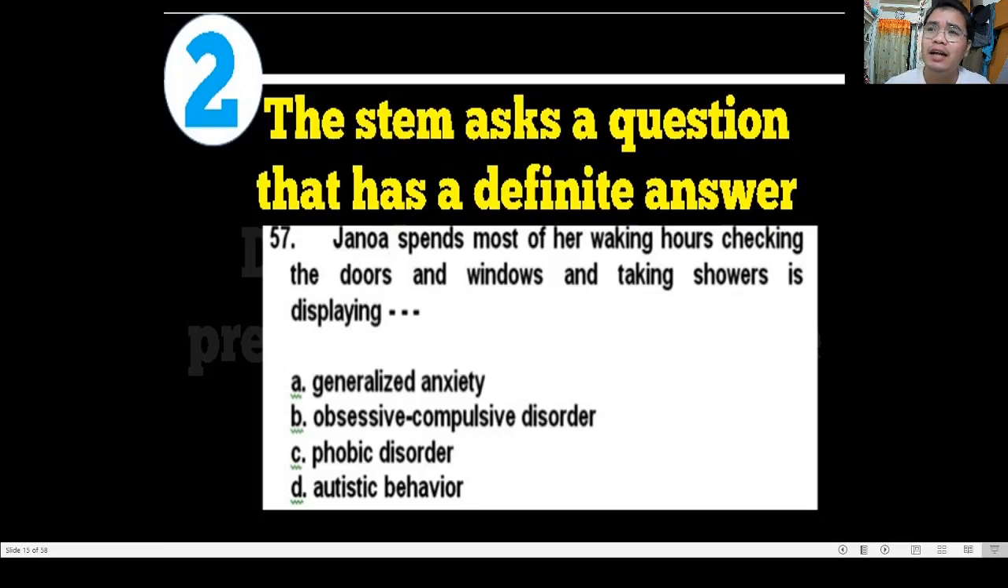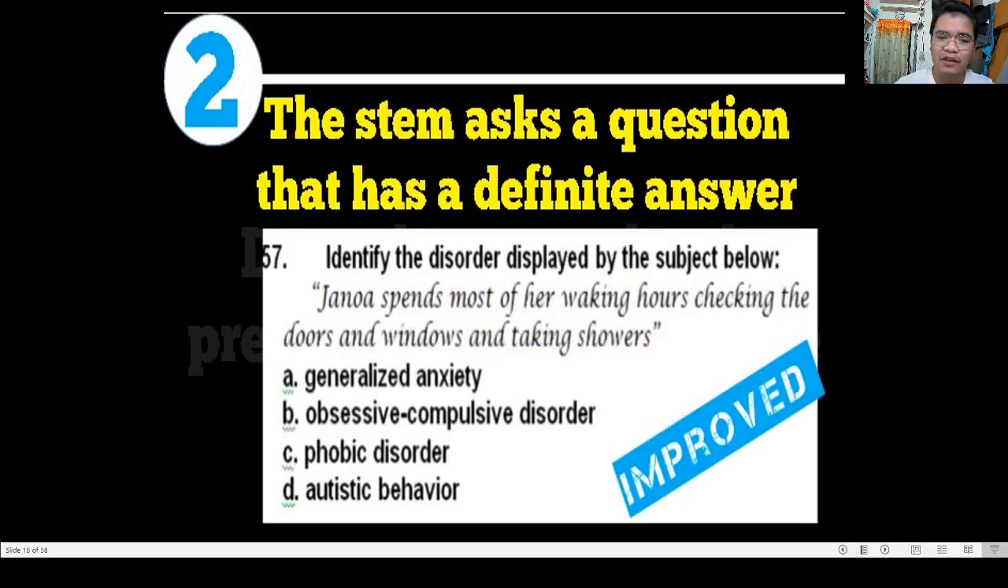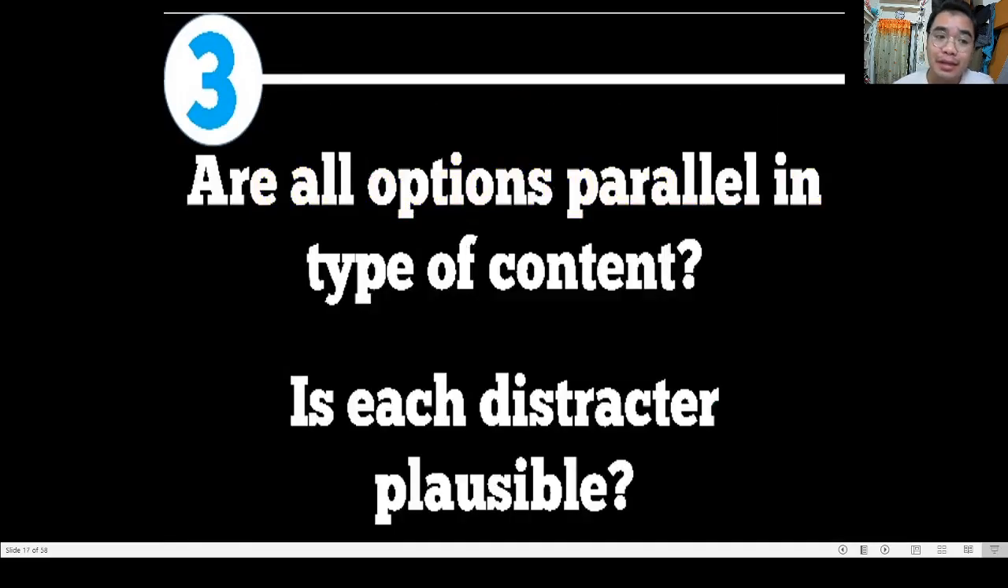There could be a lot of answers to this stem. But you have cleared it out in the improved version, so you want them to identify the disorder. That is what we are trying to point out in number 2 of the quality of multiple choice items: you have to clearly state the problem in your stem. Okay, number 3, are all options parallel in type of content?